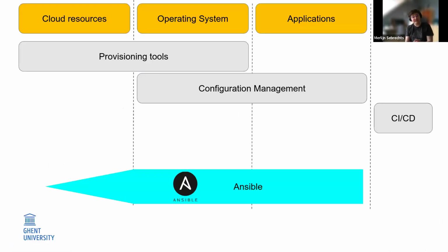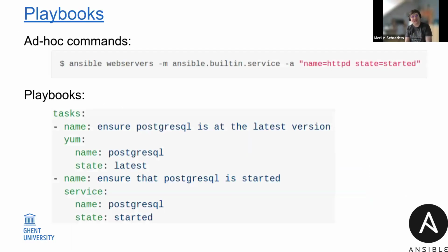Ansible is great at managing operating systems, and it's great at managing applications. You can also use it to manage cloud resources, cloud infrastructure, to provision virtual machines. However, I would not recommend it for those purposes, because there are better tools for that purpose. The desired state models in Ansible are called playbooks.